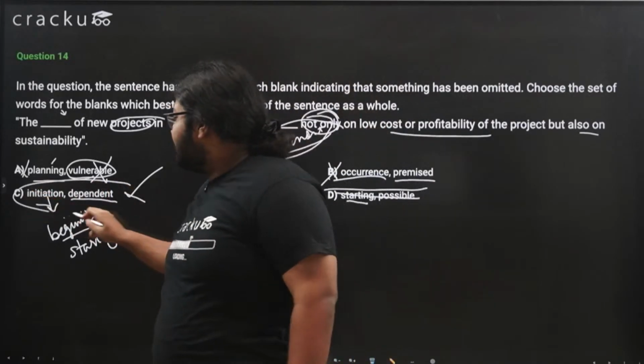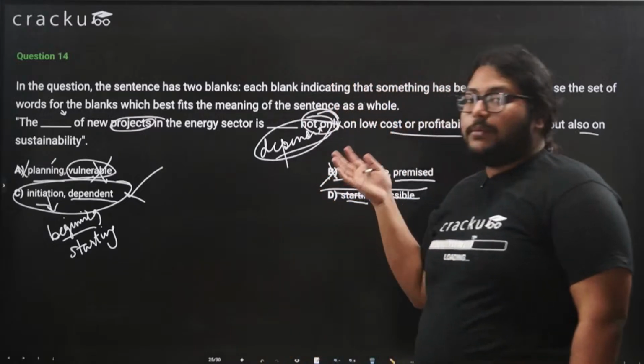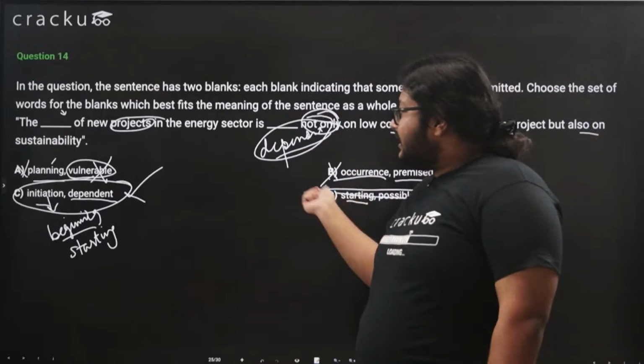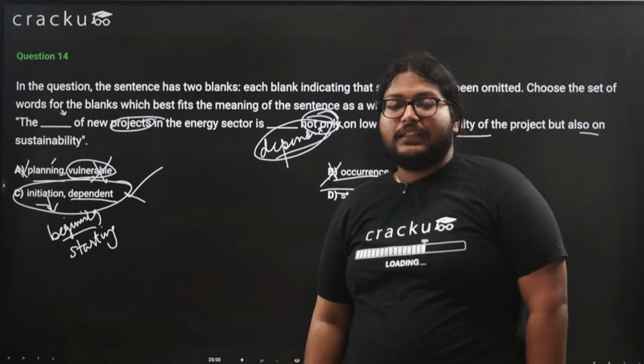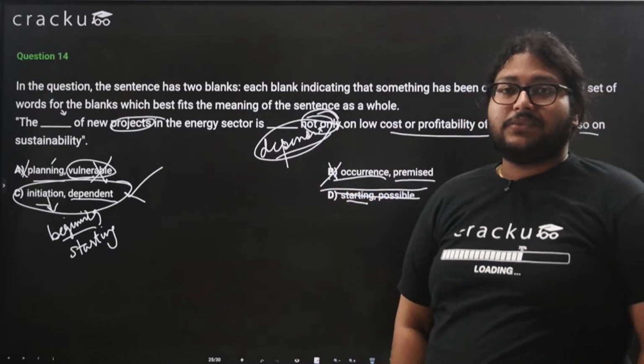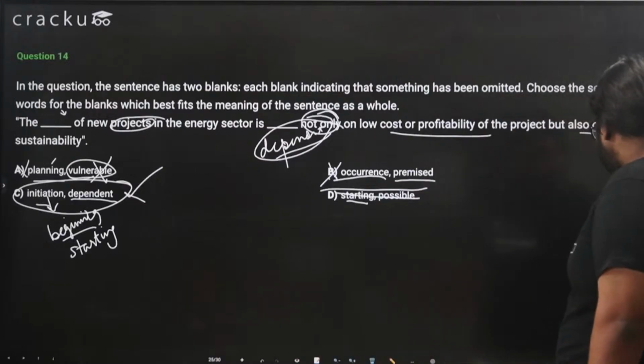Option C is the correct choice. That is the best of the choices among all the four. You can just pit the options against one another and see which makes the most sense. In this case, clearly C makes the most sense. So option C is the correct choice. Let's move on to the next question.